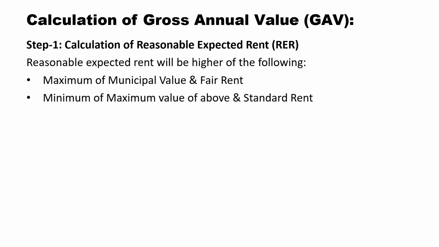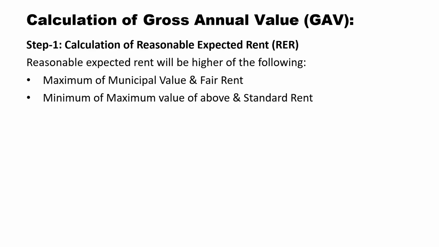So to get the gross annual value, what do we have to do? Under that, we have to calculate the reasonable expected rent. We are calculating the gross annual value, and to find it out, we have to calculate the reasonable expected rent. So reasonable expected rent will be the higher of the following. Reasonable expected rent is RER. And how to calculate this amount?